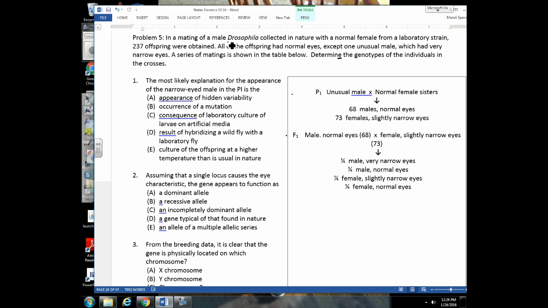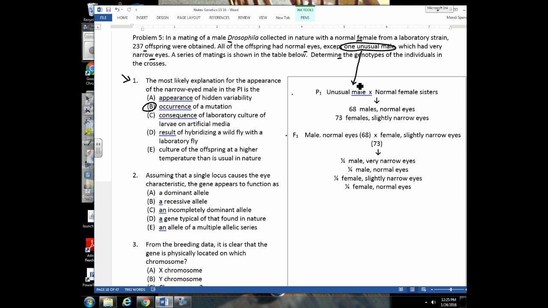Looking at the question prompt, it says, in a mating of a male fruit fly collected in nature with a normal female from a laboratory strain, we ended up with this many offspring. It says all the offspring were normal, except one unusual male, and it had very narrow eyes. Now, the fact that you have 1 out of 237 should scream the answer to question number 1. The most likely explanation for the appearance of the narrow-eyed male in that P1 generation is a mutation. It says a series of matings is shown in the table below. Determine the genotypes of the individuals in the crosses. So they took this very unusual male and crossed him with some normal females.